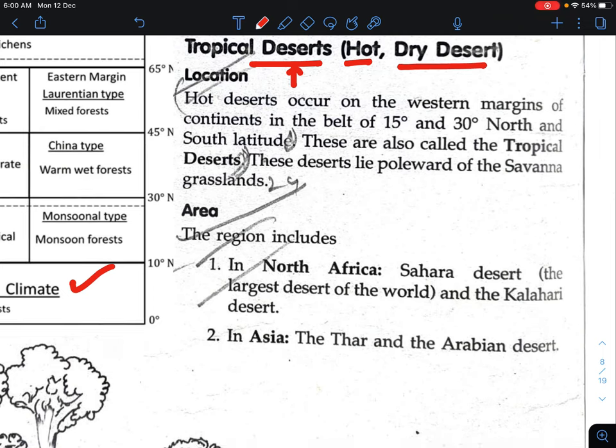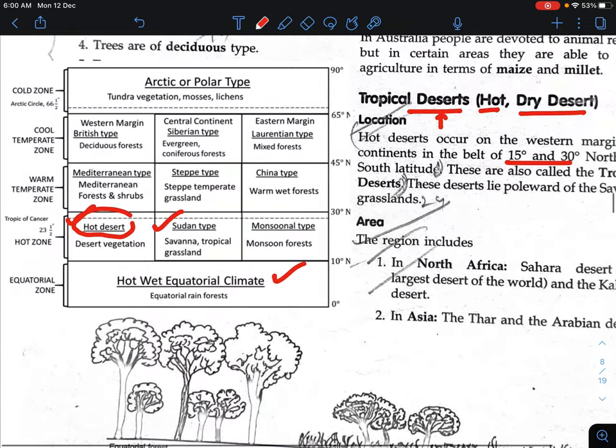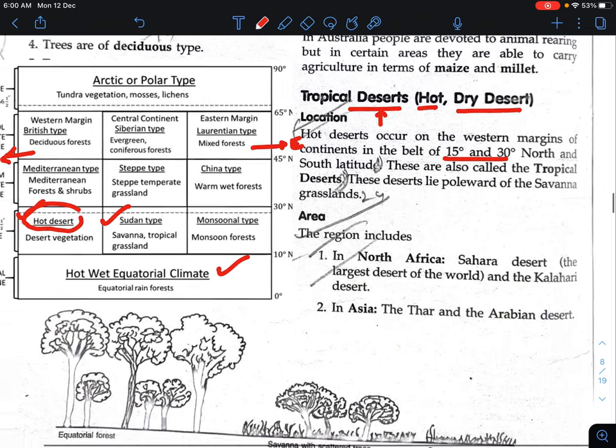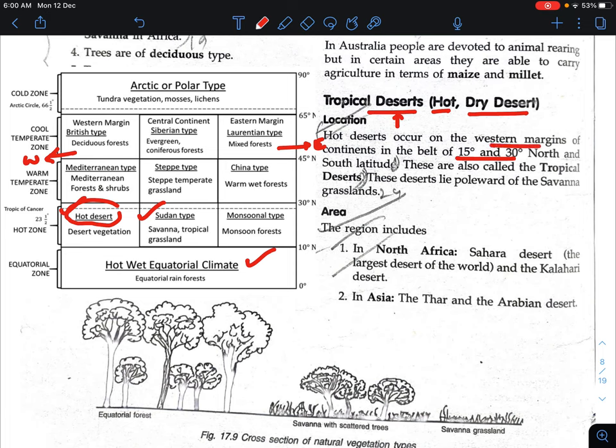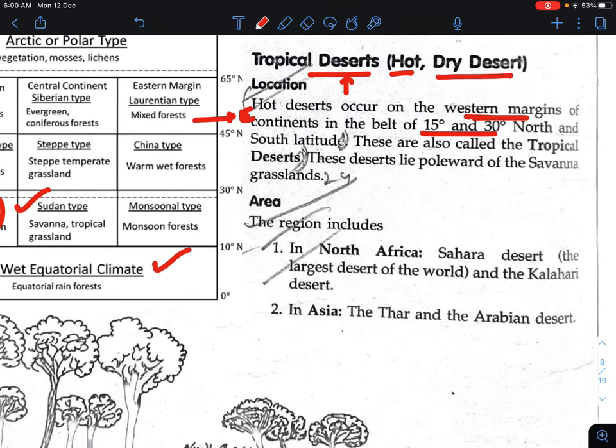Hot desert occurs in the western margin of the continent, in the belt of 15 degree to 30 degree north and south latitude. Now, this is a very important diagram. I think in the last video I have already talked about this. Suppose we assume this is a continent. So this is the west part and this is the east part. The line itself indicates that the hot desert occurs in the western margin of the continent. In the diagram you can see that this hot desert lies in the western part, in the belt of 15 degree to 30 degree north and south latitude.